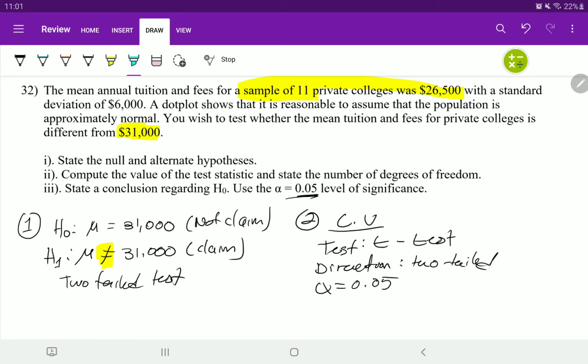Why is it a t-test? Let's read the first sentence. The mean annual tuition and fees for a sample of 11 private colleges was $26,500 with a standard deviation of $6,000. This standard deviation is coming from the sample of 11 colleges. Therefore, we do not know our population standard deviation. Rather, we have a sample standard deviation. And when you have a sample standard deviation, you are using a t-test.